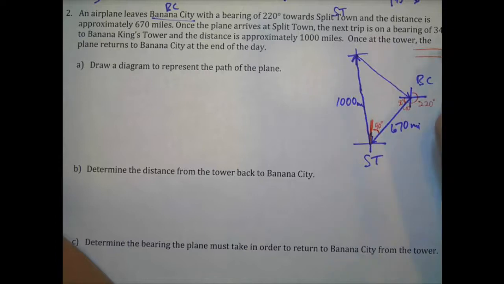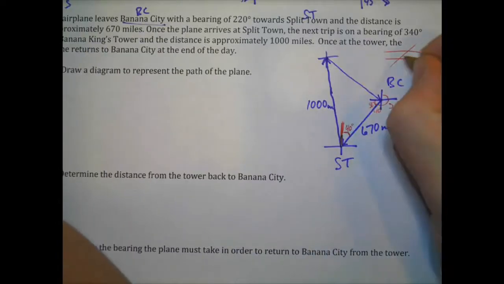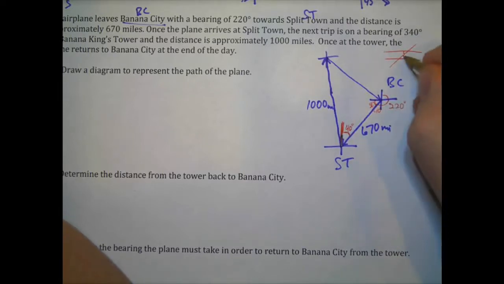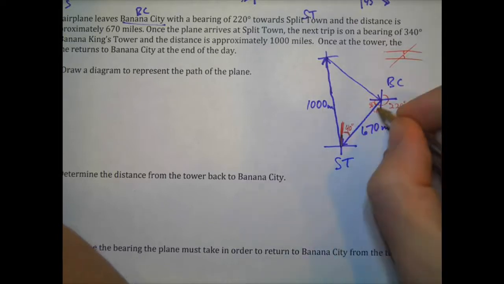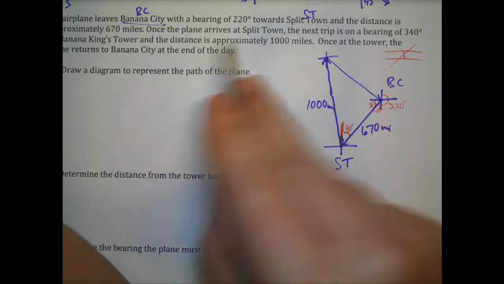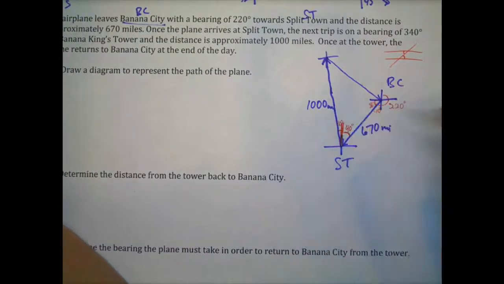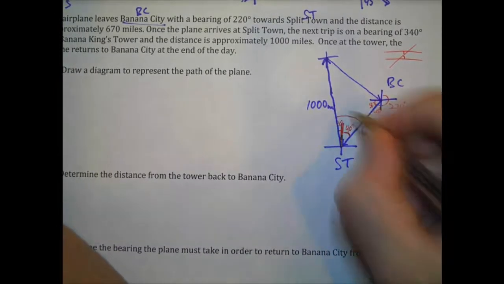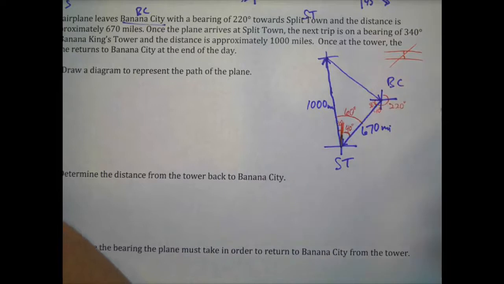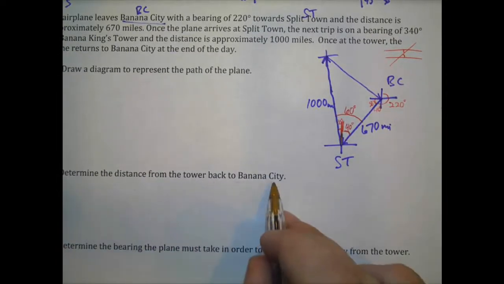If I have two parallel lines with a transversal, alternate interior angles, these two right here would be congruent to each other. Since this is 40, that is 40, and I knew I went 340 degrees around, so that must be 20 degrees right there. That means this whole angle is 60 degrees altogether. So now the first thing it's looking for: determine the distance from the tower to Banana City.